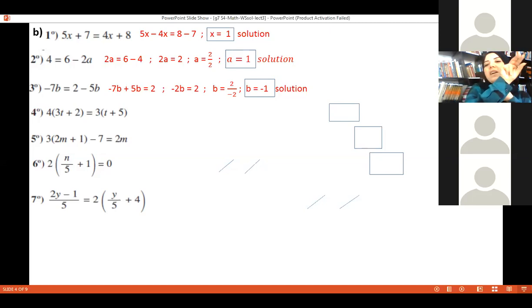And now we take the coefficient under the number, so b equals 2 over minus 2, which is minus 1. I hope it's clear for everyone right now. So the steps are very clear. Just take the variables to one side and the numbers to the other side, and then reduce them. Okay?